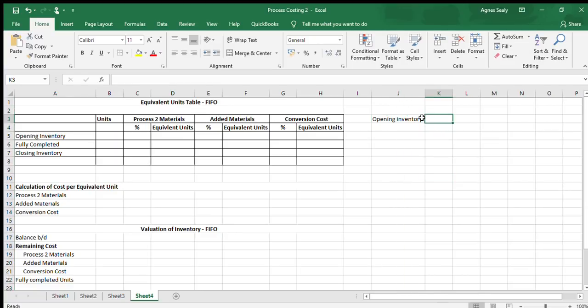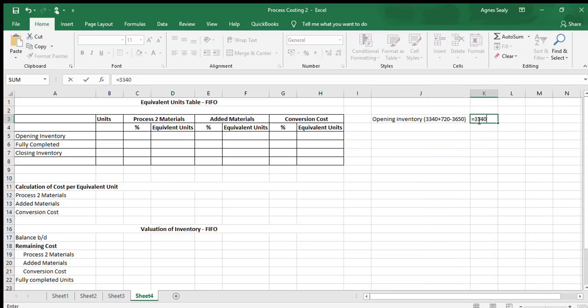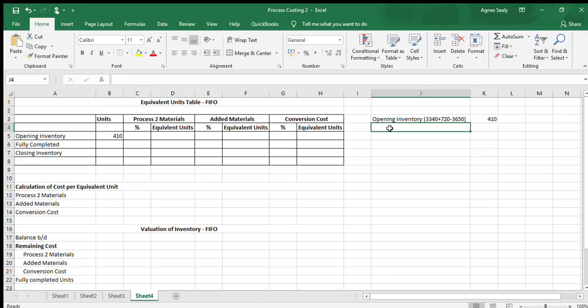Then we will take the amount that they said were completed, add our closing to that, and then subtract the amount transferred to get our opening inventory units. So 3340 plus 720 minus 3650. So our opening inventory units is 410.